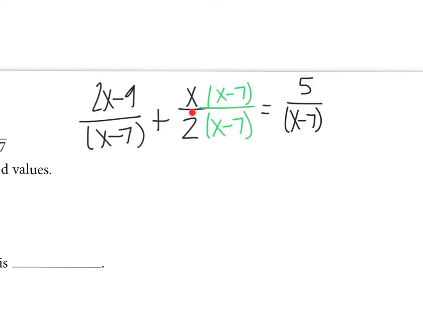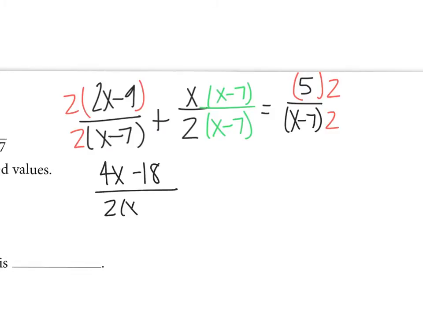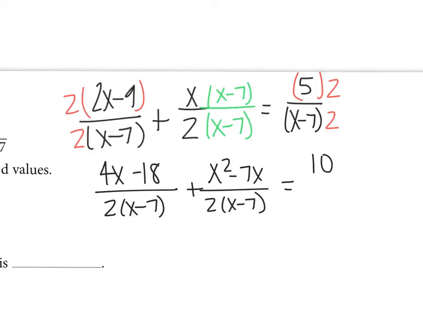Well, now my middle denominator has a 2 and nothing else has a 2, so I need to multiply both my first term and my term on the right side by 2 so that all of my denominators are now the same, because all my denominators have 2 and x minus 7 in them. So if I distribute on top, I have 4x minus 18 over 2 times x minus 7 plus x squared minus 7x over 2 times x minus 7 equals 10 over 2 times x minus 7.